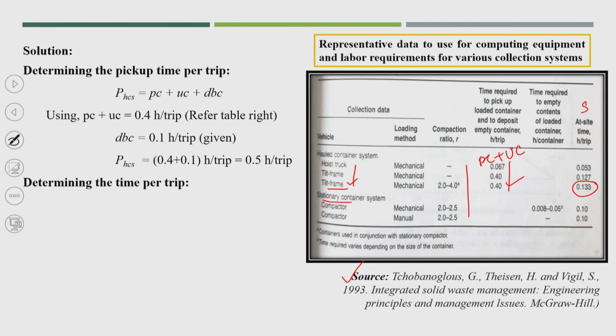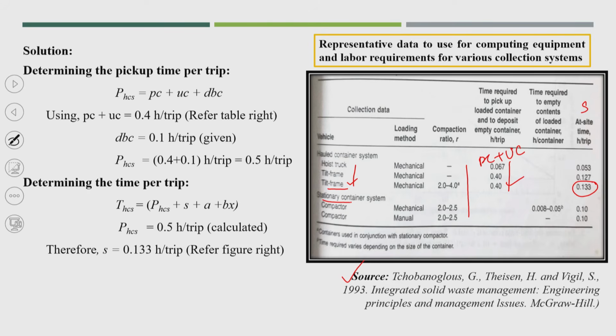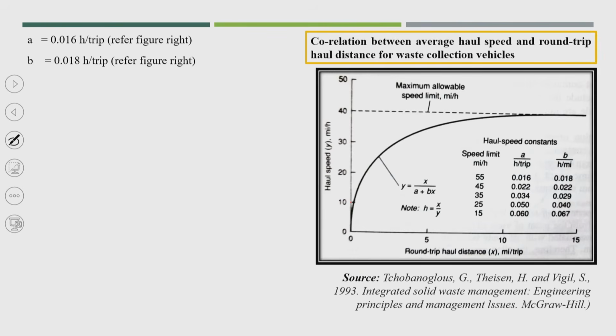Now, we determine the time per trip, that is the total time required in a trip, that is TSCS, which is PSCS plus S plus A plus BX. Now, pickup time we know is 0.5 hour per trip, which we calculated already, and S we took from this table, 0.133 hour per trip, and A and B also. In the problem the speed limit is given as 55 mile per hour. So, from that we took the A value 0.016 and the B value 0.018.